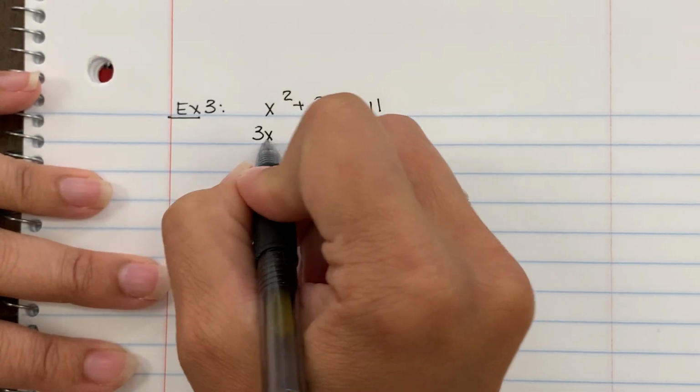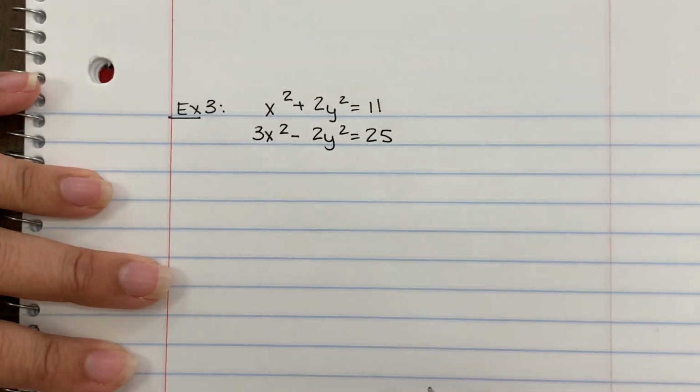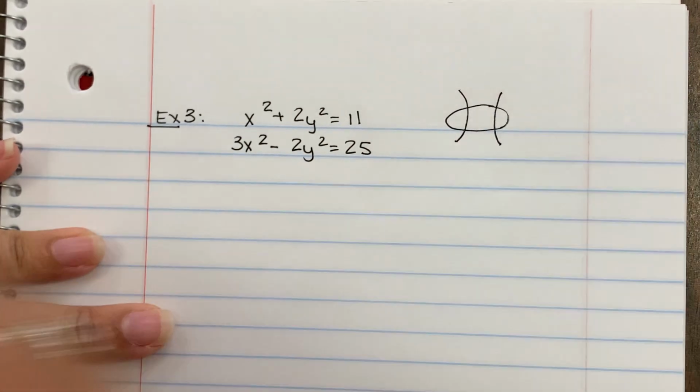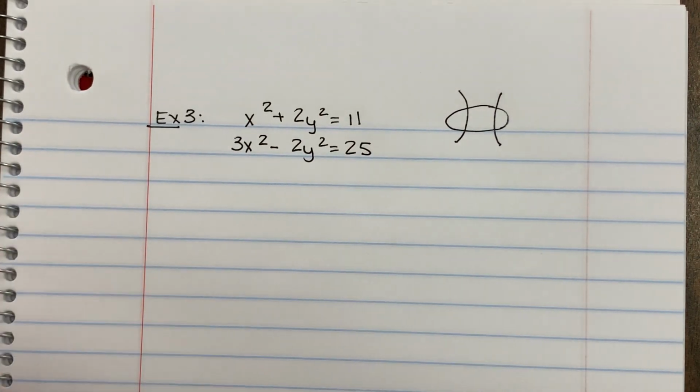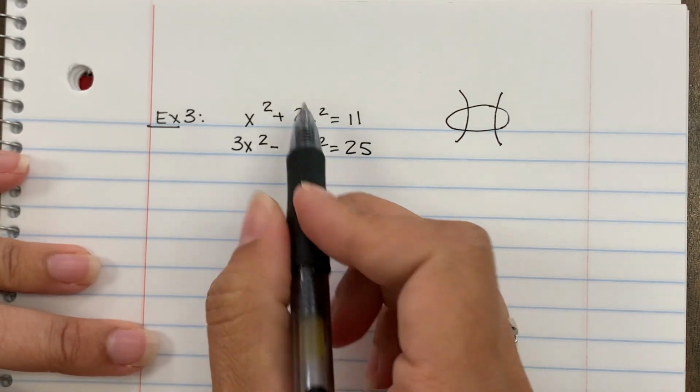And then we have 3x squared minus 2y squared equals 25. This is like an ellipse and a hyperbola. That's what it looks like if you were to graph it. All right, so if you take a look, they are lined up. They're in what's called standard form.